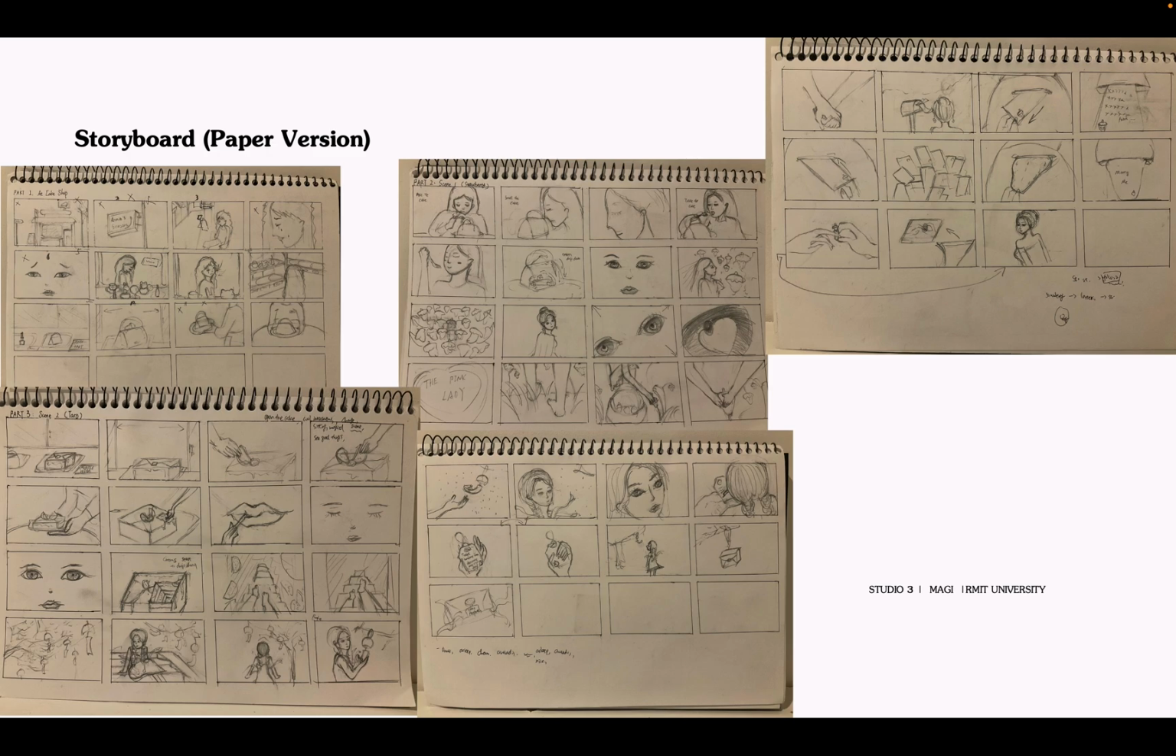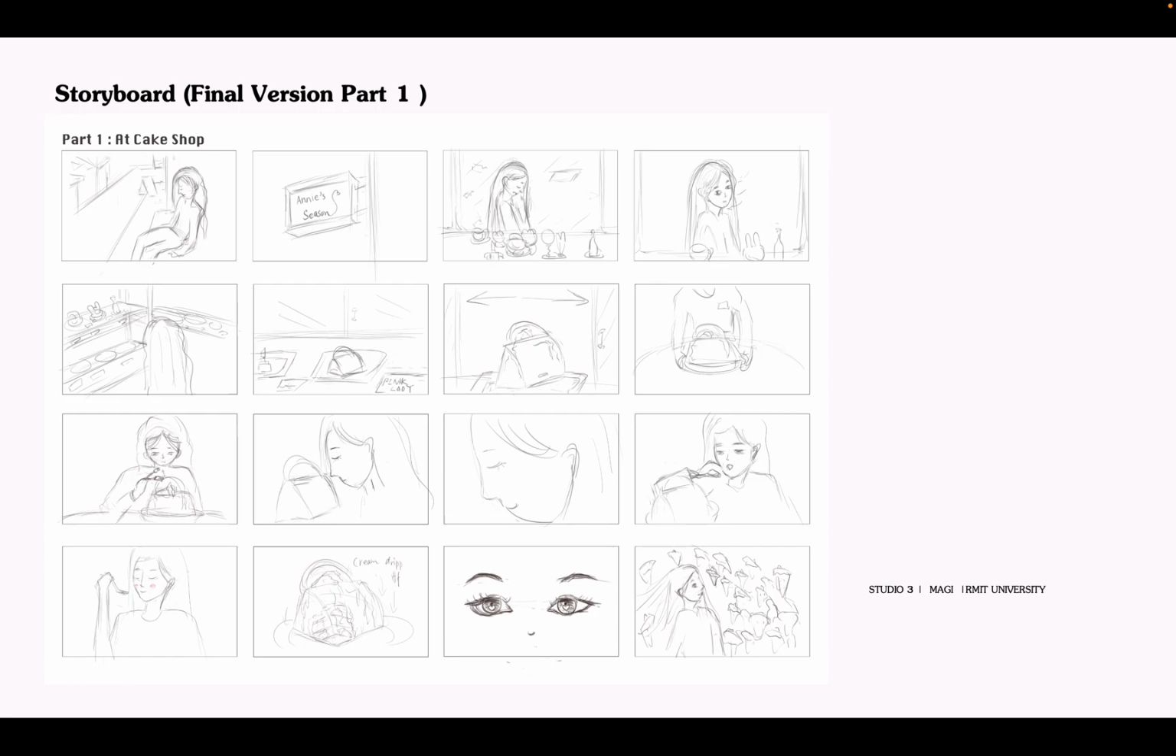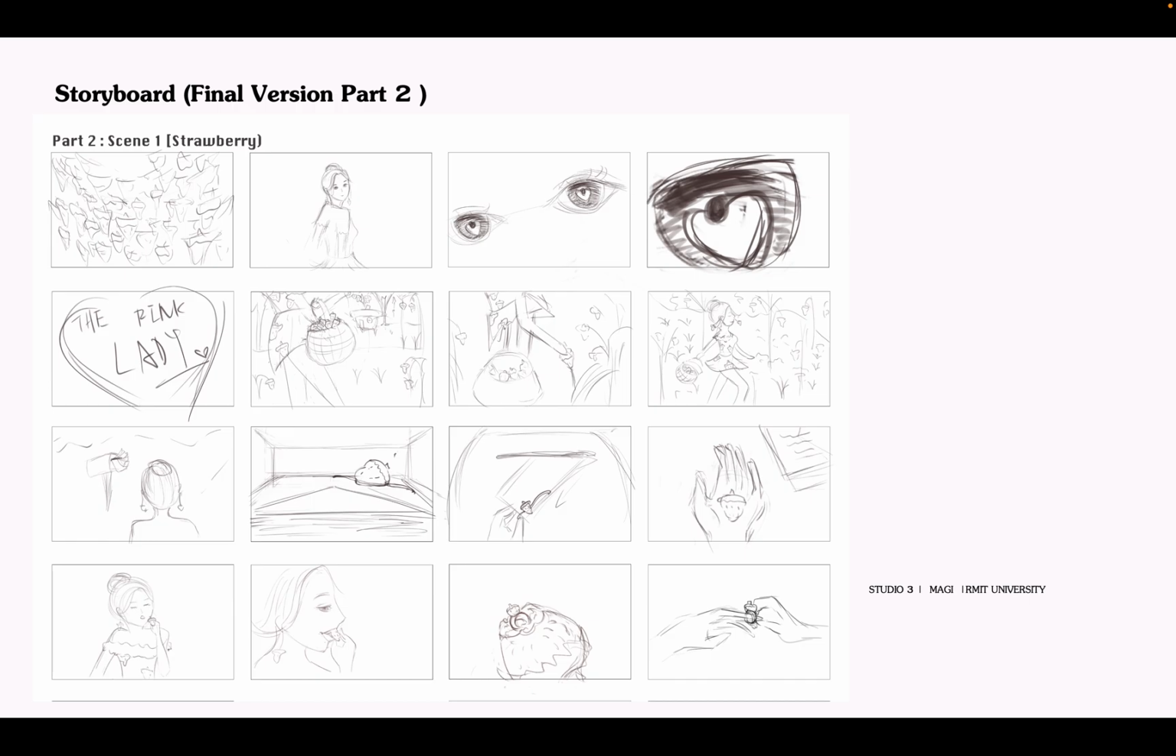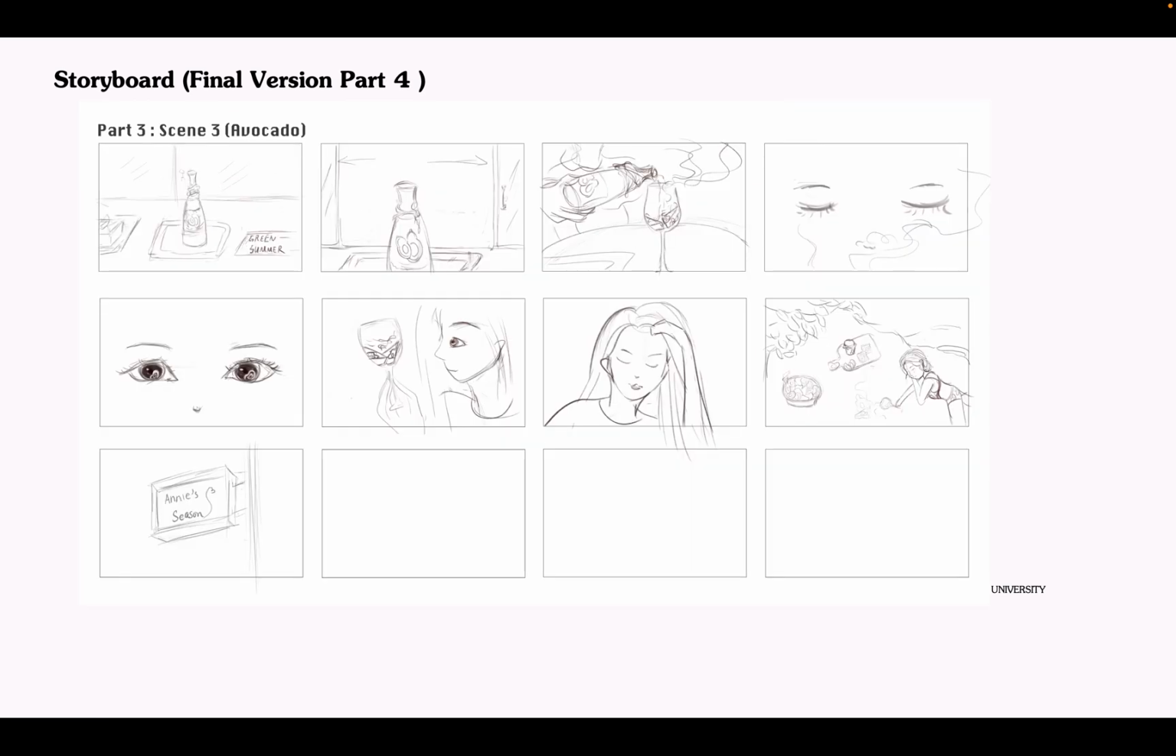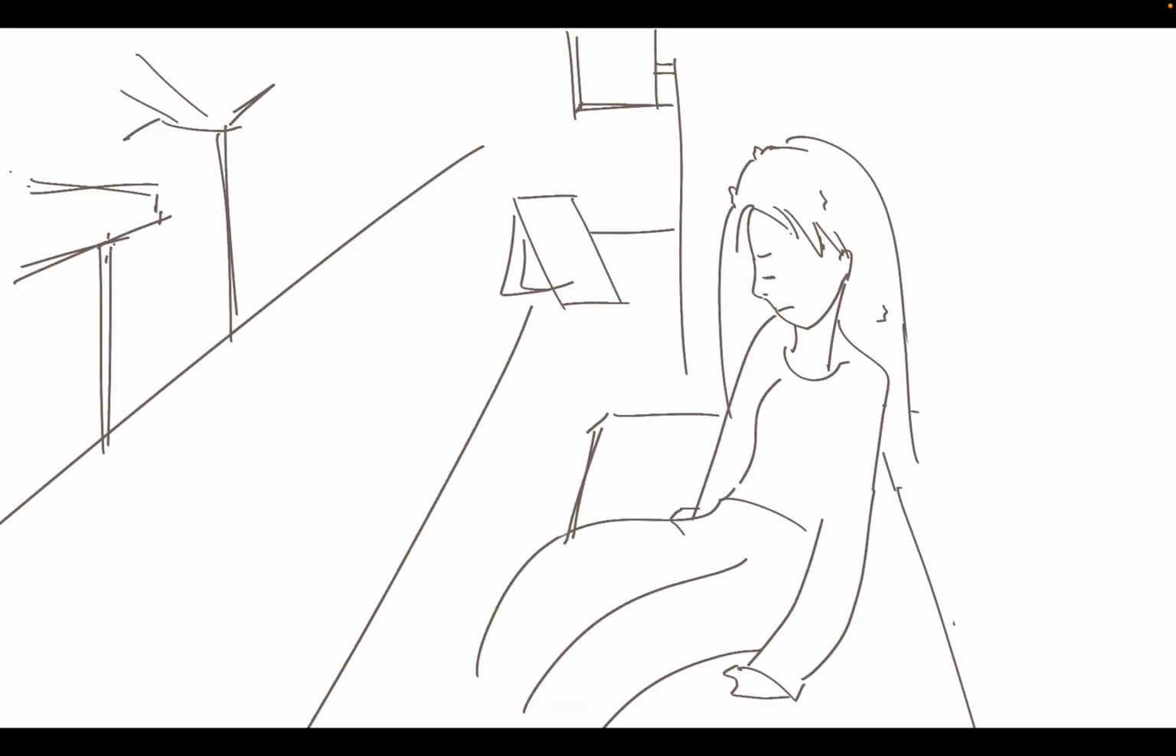I also gathered a lot of visual references and drew the storyboard on paper at first, and then I refined the storyboard in Photoshop 2 times to clarify the whole narration. I arranged my storyboard in 4 parts. Part 1 focuses on the character performing sadness at the cake shop, part 2 focuses on the character performing the strawberry mood in strawberry related scenes, part 3 focuses on the character performing the taro wishful mood in the taro scenes, and part 4 focuses on the character performing the open and energetic avocado mood in the avocado scenes.